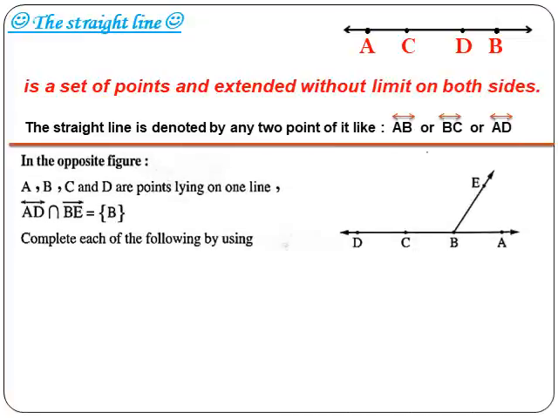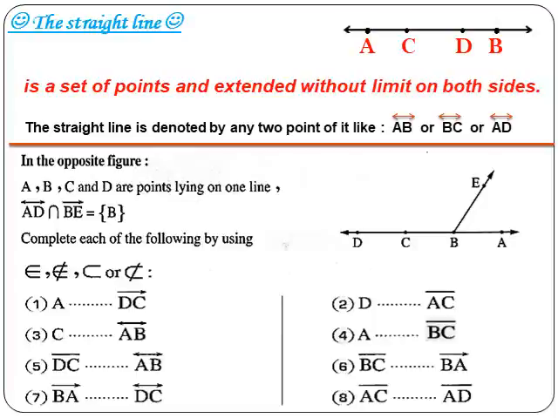In the opposite figure, A, B, C, D are points lying on the line. So A, B, C and D are on the straight line in front of you. The question says to complete each of the following using belong, not belong, subset or not subset.